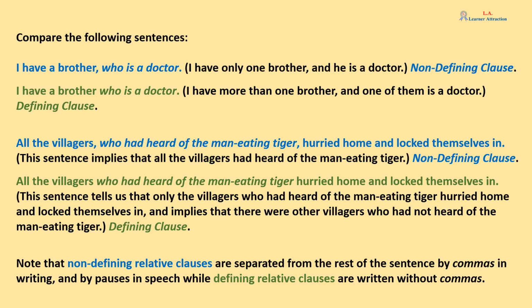All the villagers, who had heard of the man-eating tiger, hurried home and locked themselves in. This sentence implies that all the villagers had heard of the man-eating tiger. It's a non-defining clause. All the villagers who had heard of the man-eating tiger hurried home and locked themselves in. This sentence tells us that only the villagers who had heard of the man-eating tiger hurried home and locked themselves in, and implies that there were other villagers who had not heard of the man-eating tiger. It's a defining clause.